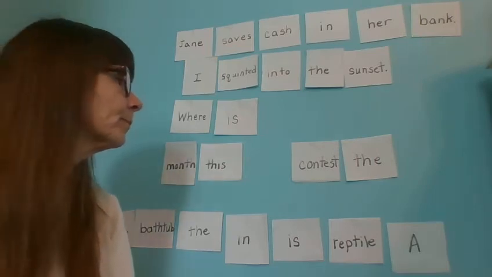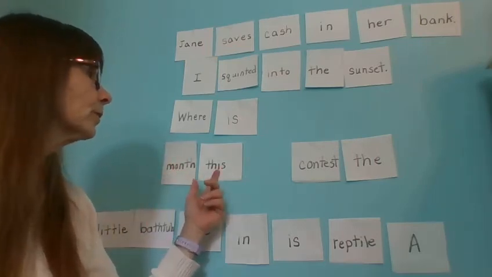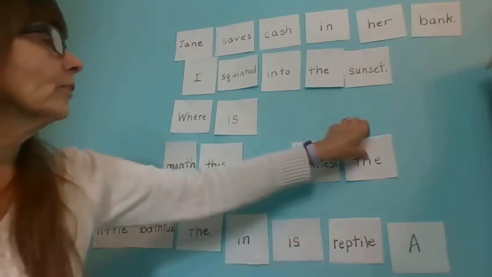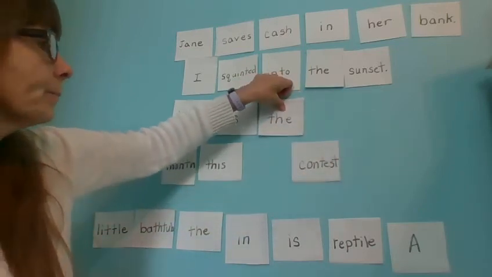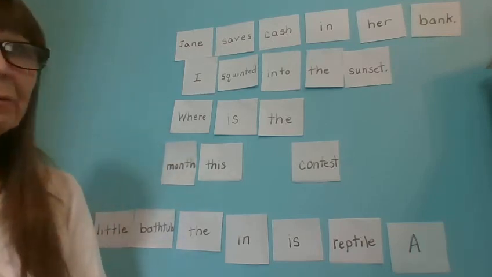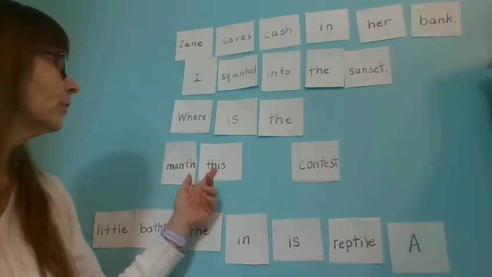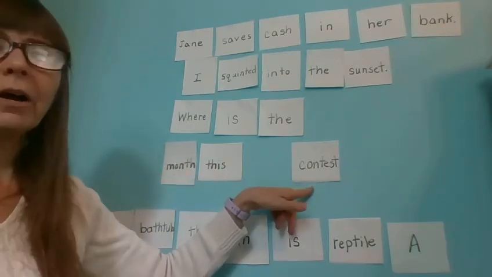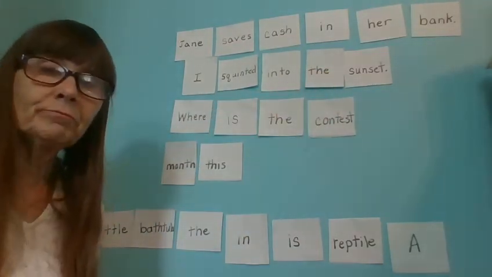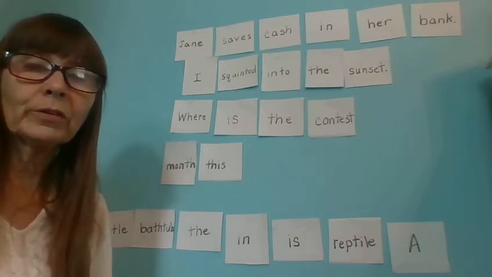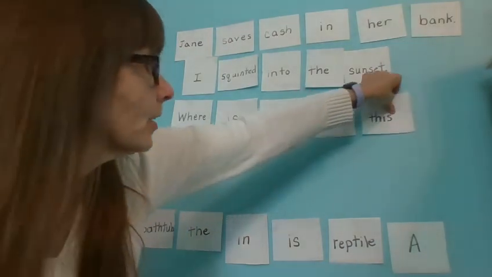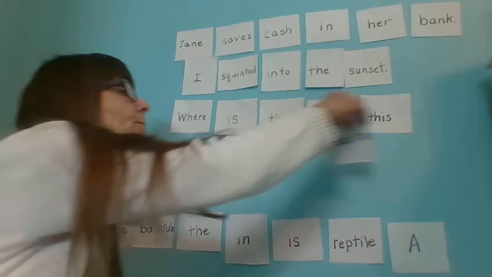Where is month? Where is this? Where is contest? Or where is the? Well, in this case, it's going to be where is the month? Do we often look for the month? Maybe if you were looking for a calendar. Where is the this? That doesn't make sense. Where is the contest? Yeah. Where is the contest month? Where's the contest month? Or where's the contest this month? That would be the end of your sentence. Where's the contest this month?